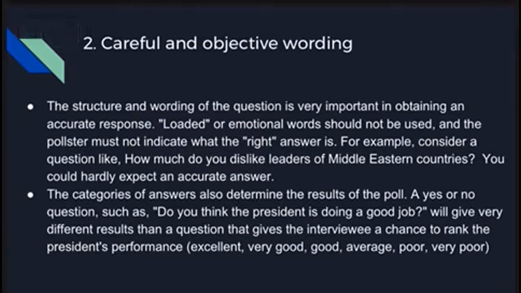The second is careful and objective wording. When giving a survey, you want to make sure that the questions being asked are appropriate. You want to make sure that the questions are not leading questions, that they're not going to impact your overall answers. The structure and wording of the question is very important in obtaining an accurate response. Loaded or emotional words should not be used, and the pollster must not indicate what the right answer is.